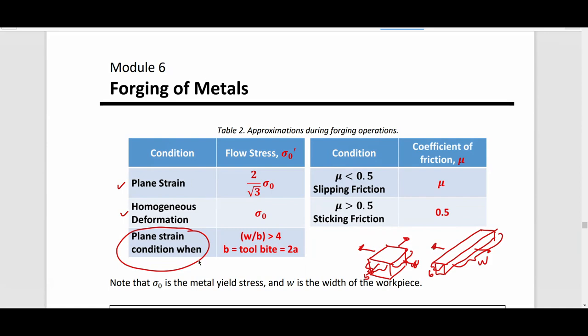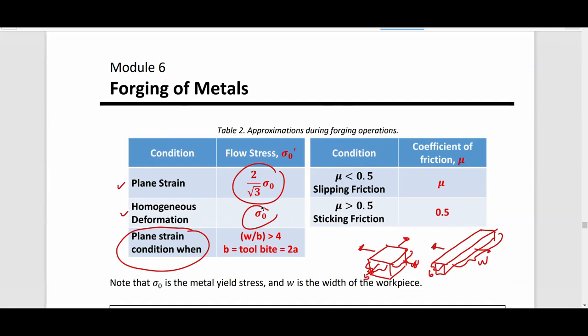Okay? So whenever we do calculations, we always check first kung plane strain ba yung condition natin. So just look at width over bite. If you compute for width over bite and it's greater than 4, then you use plane strain, which now entails that you use 2 over square root of 3 sigma naught for your flow stress. When width over bite is less than or equal to 4, then you use just sigma naught, because in that case you are now using homogeneous deformation.